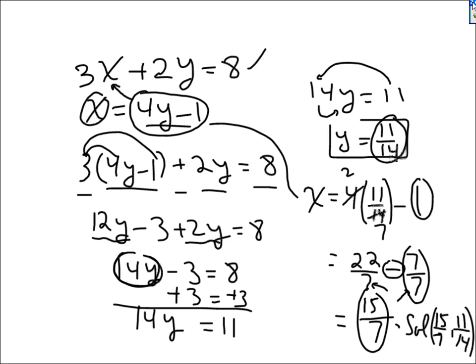What does it mean that's the solution? If you graph these two lines, first equation is a line and the second equation is the equation of a line. If you graph those two equations, they will intersect at that point. Let's try another one.